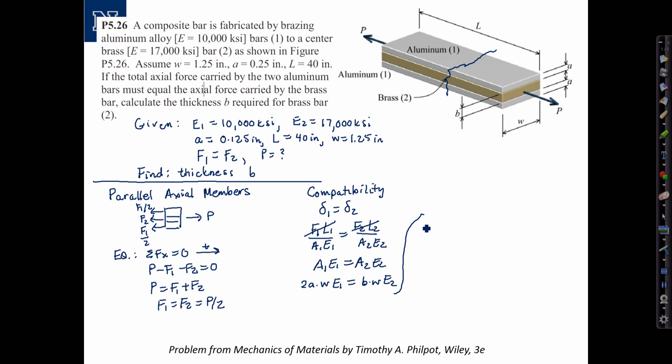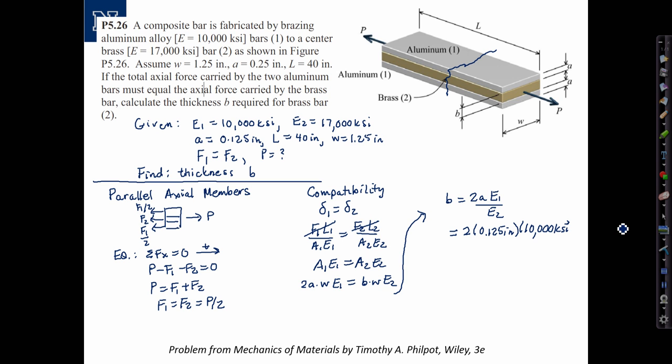So let me come up here. We can say, solving for B, B is equal to 2A times E1 over E2. Notice the W cancels out of both sides. And substitute in the known values. A is equal to 0.125 inches. E1 is equal to 10,000 KSI.